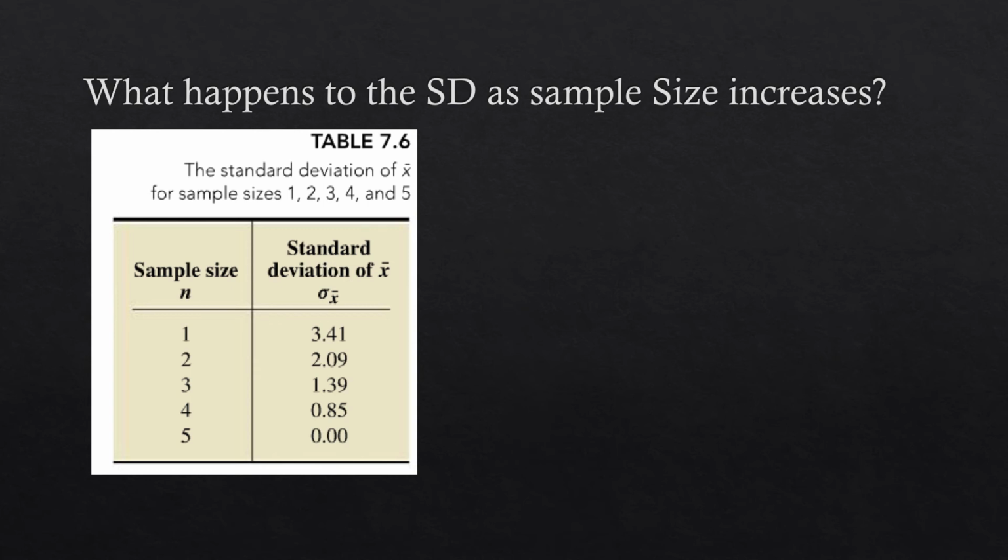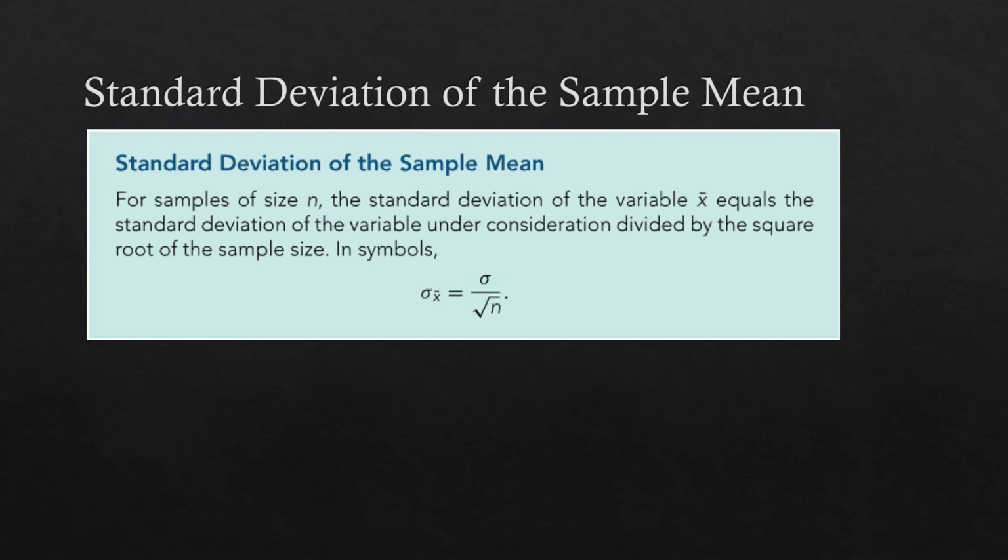All right, so this is what we can actually say here, because there's no sense in having to go through the computing formula all the time. Now we might have to one time, but we don't need to go through it for every one of them, because we can say this: for samples of size n, the standard deviation of the sample mean equals the standard deviation of the variable divided by the square root of the sample size. So you've got your population standard deviation divided by the square root of your sample size, and that will give you the standard deviation of your sample mean.